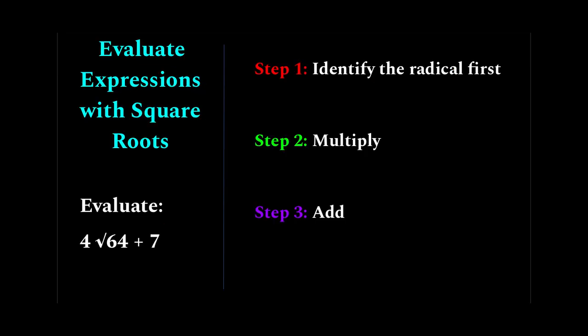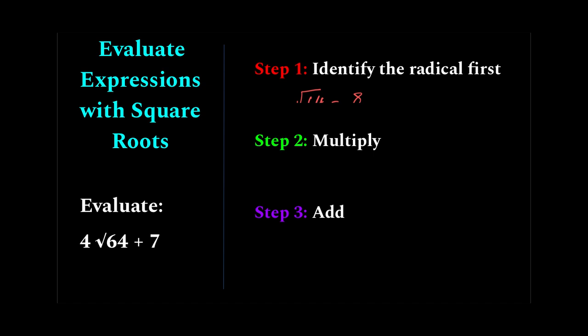Let's go ahead and evaluate expressions with square roots. 4 times square root of 64 plus 7. We're going to follow these 3 steps. First, identifying the radical, which means finding the square root of 64. That equals 8. And then the second step, we will multiply 8 by 4.